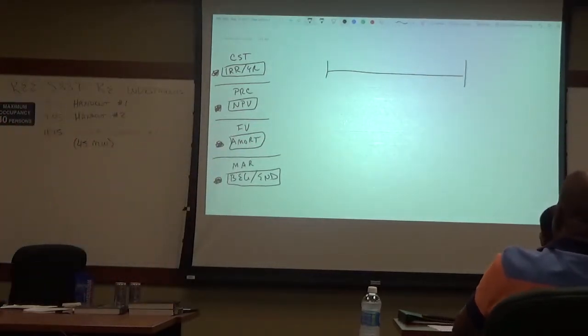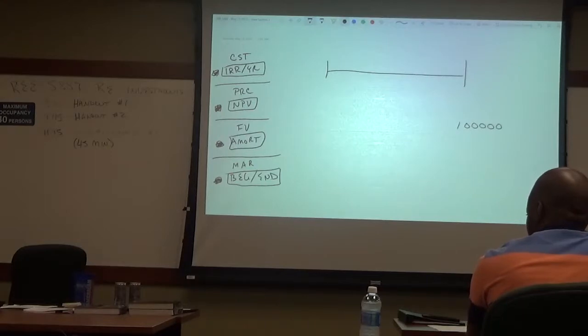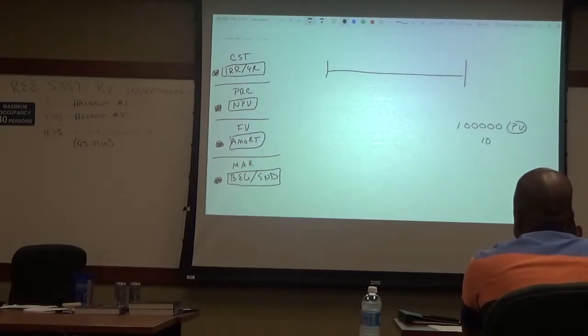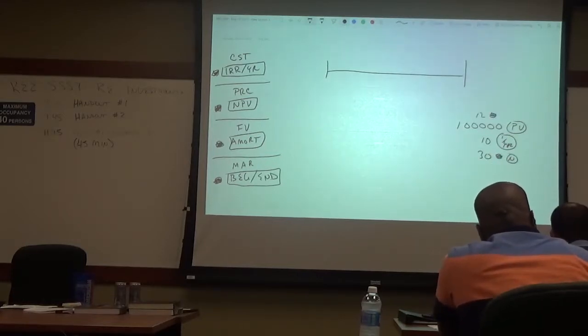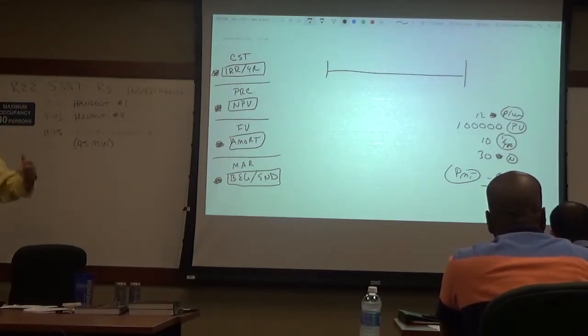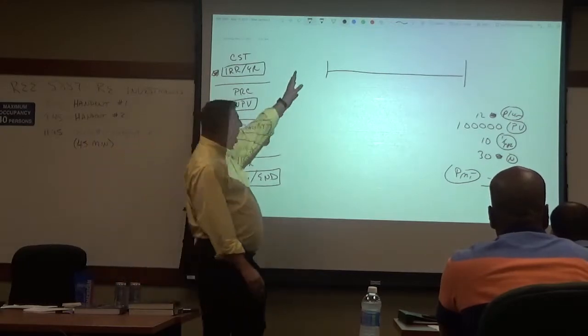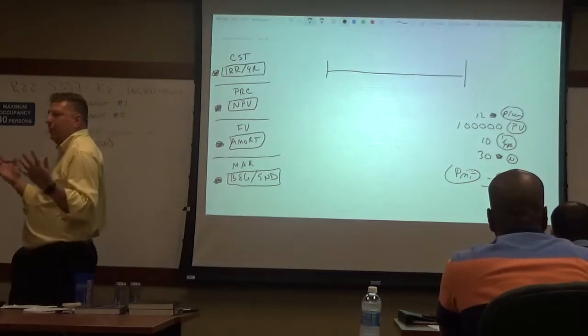All right? In this particular case, if we go back to our original loan info, the $100,000 loan amount, 10% as the interest rate, 30 years as the term, once again, 12 payments per year, and we solve for the payment, and we get the $877.57 again. Okay, so how would we visualize that in this continuum of time?